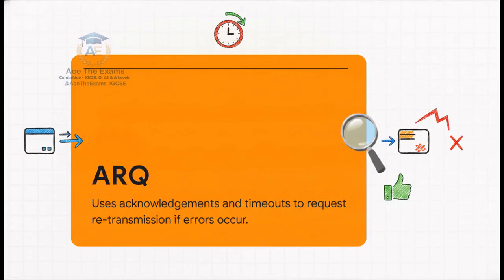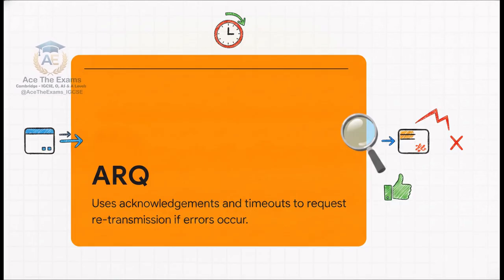This is where some truly ingenious error-checking protocols come in. If an error is detected, protocols like ARQ kick into gear. ARQ stands for Automatic Repeat Request. It's basically a relentless safety net. It works by having the receiving device send back a positive acknowledgement if the data arrives intact, or a negative one if it spots an error.